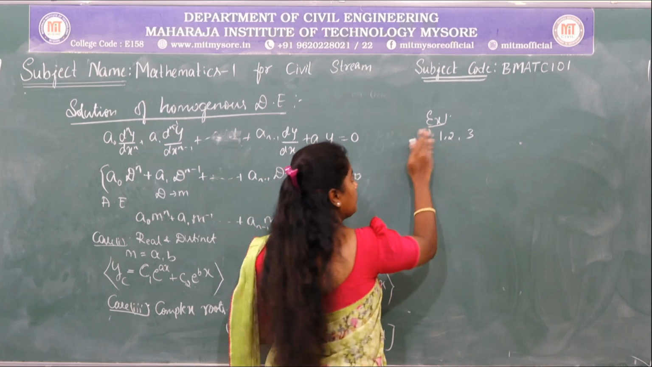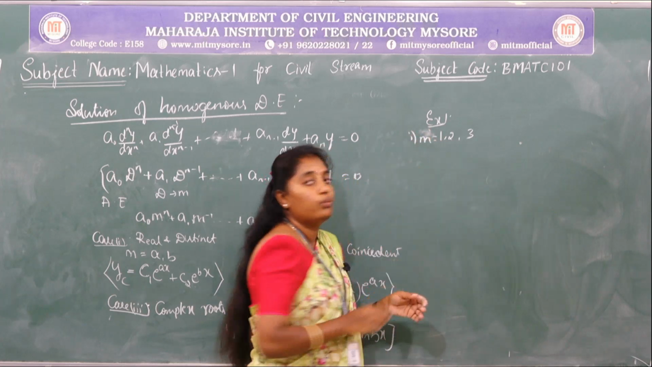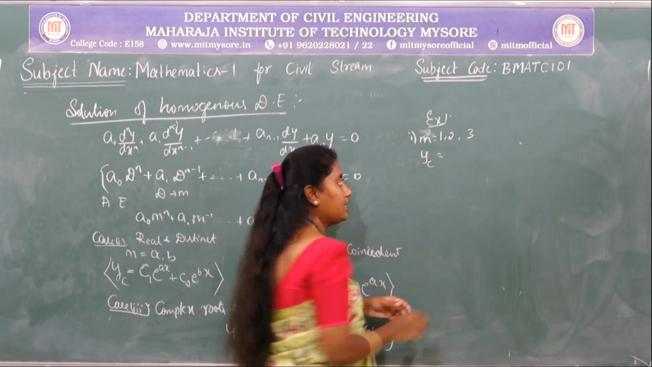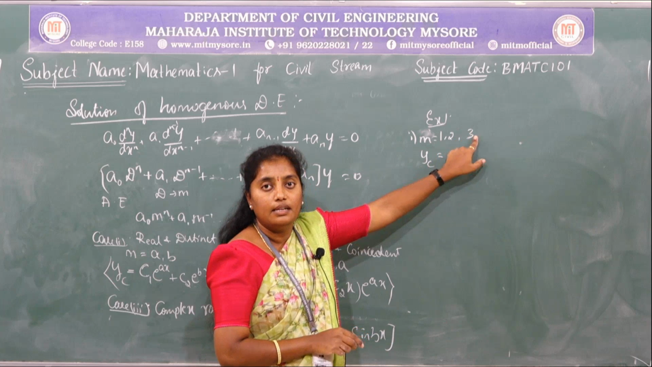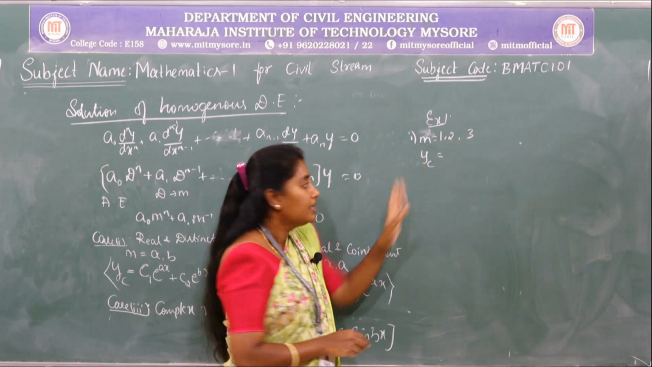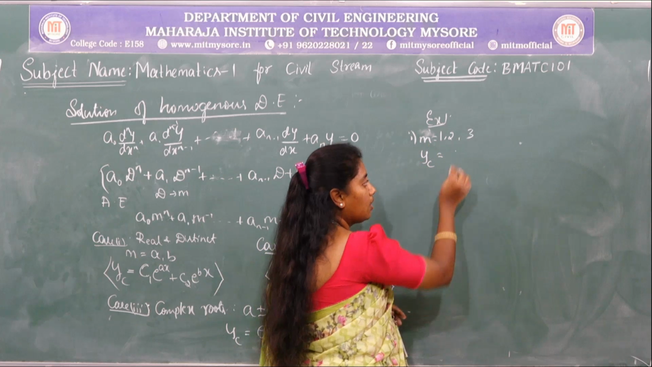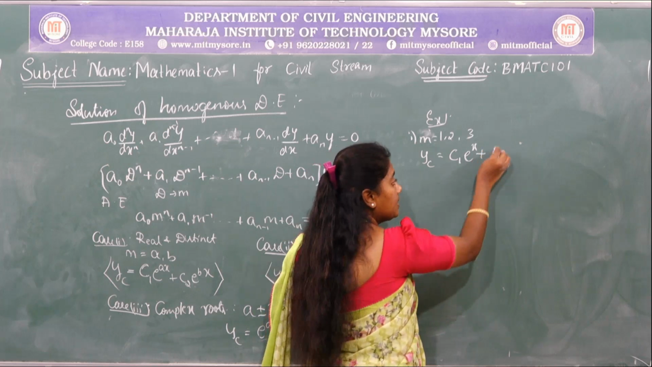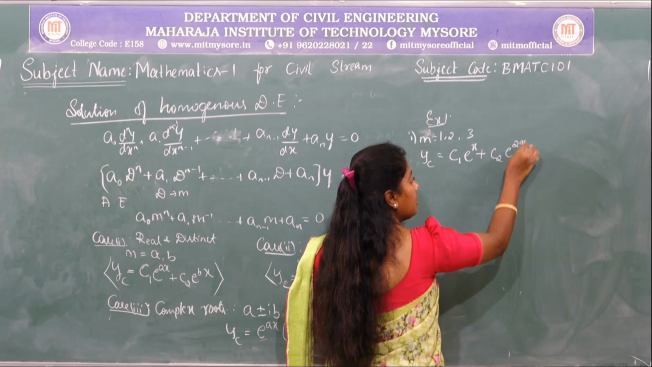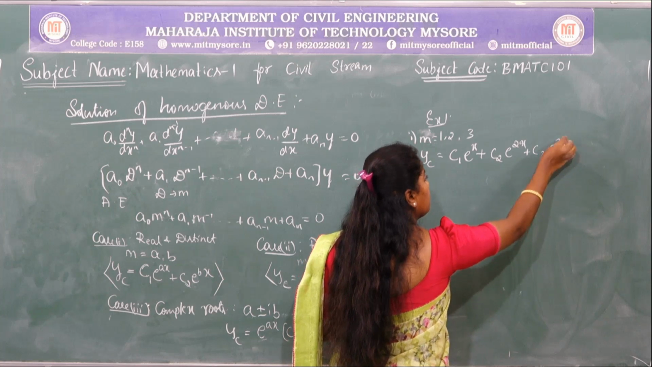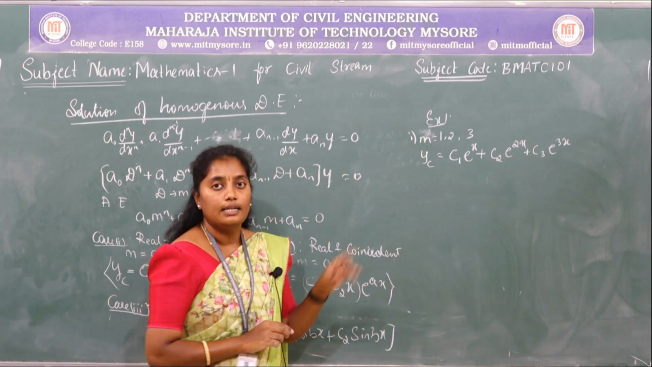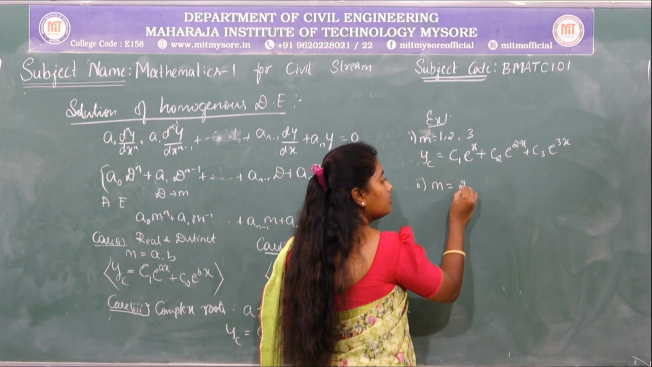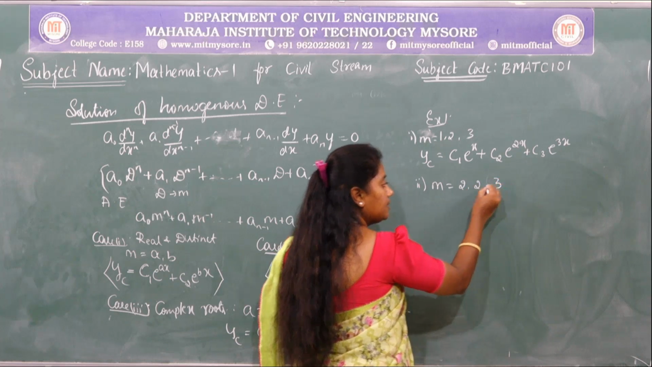In the first case written here, roots are 1, 2 and 3. Then the value of yc is equal to, here 1, 2, 3 are real and distinct numbers. So we have to select three complementary functions, c1 e to the power of 1x plus c2 e to the power of 2x plus c3 e to the power of 3x, for real and distinct roots. We will take one more example, m is equal to 2, 2, 3.